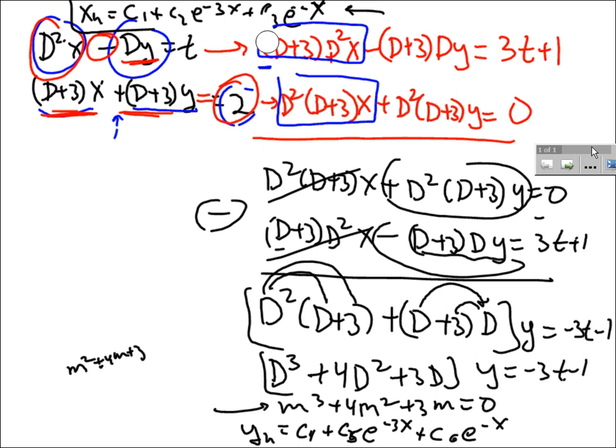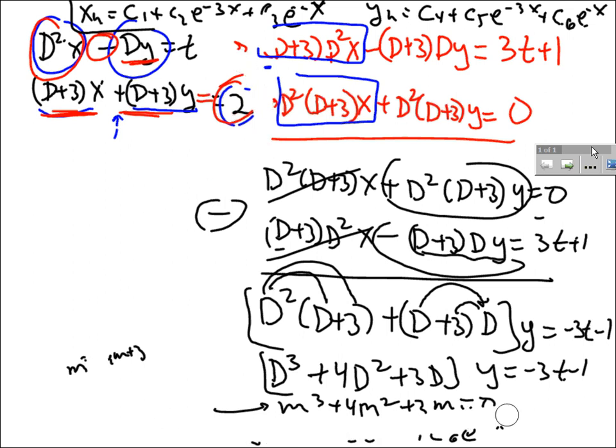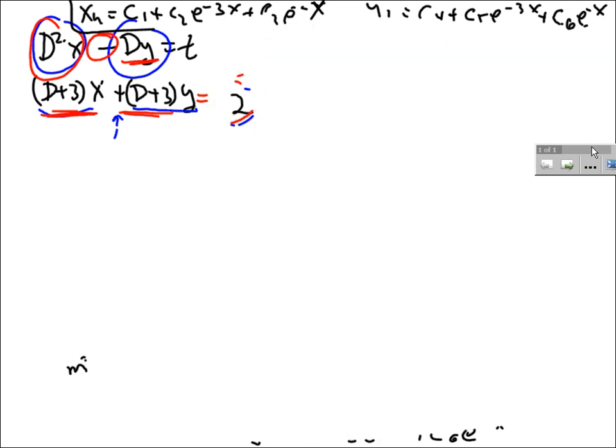So now we have, let me put it on top here, y homogeneous is C4 plus C5e to the negative 3x plus C6e to the negative x.